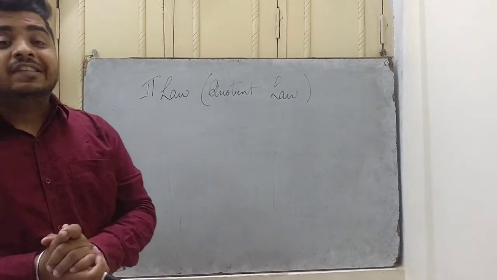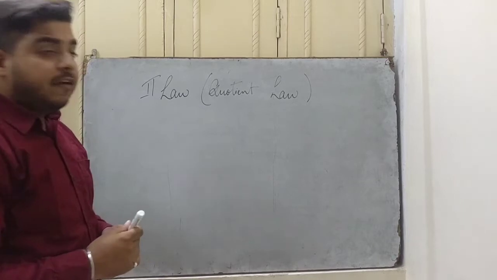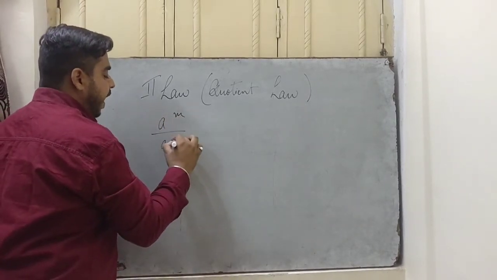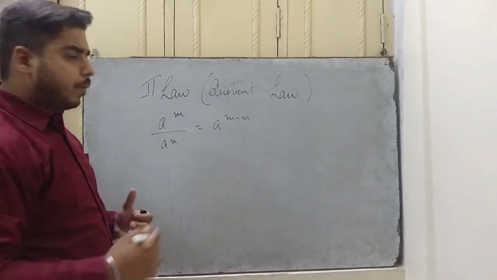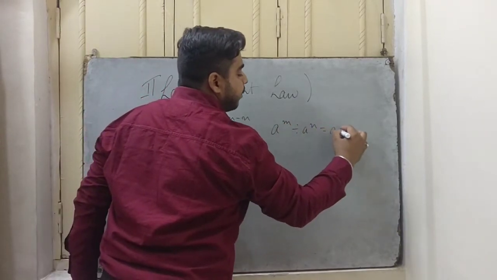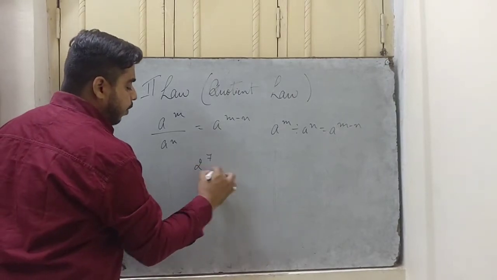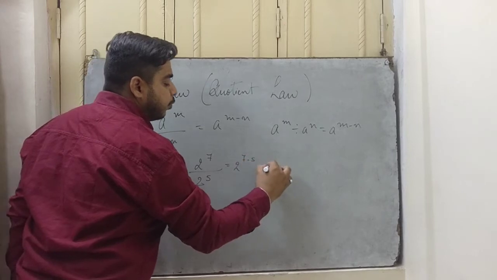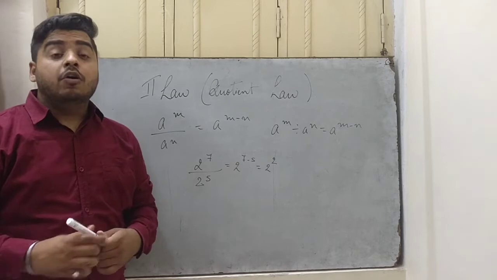Now, the second law is also known as the quotient law. It says that if two numbers are being divided and their powers are different, in that case the powers are subtracted. If it is written in this form or in this form also, in both cases the power will be subtracted. For example, 2 to the power 7 upon 2 to the power 5 is written as 2 to the power 7 minus 5, that means 2 to the power 2. So this is known as the second law or quotient law.